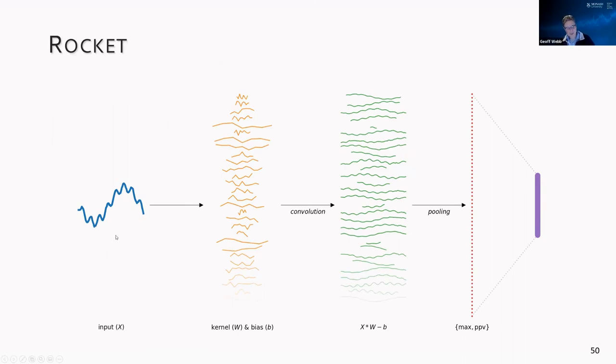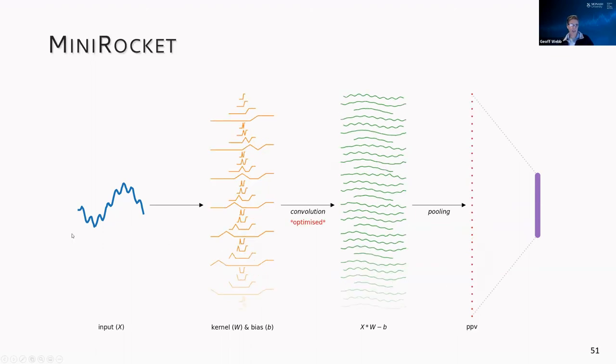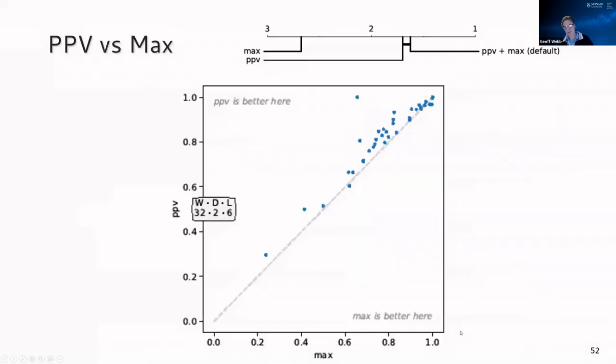So to do this in a pictorial form, we have our input series. We have a set of convolution kernels we're going to apply. Applying them is the convolution. We get an output series. We then do pooling. So in the original Rocket with max or PPV, that gives us features, which we then feed into a linear classifier. With MiniRocket, we've got a fixed set of kernels instead of the random ones. They only have the two values, -1 and 2. And then the convolutional process can be highly optimized because we know in advance exactly what we're going to be doing. And we have half as many features because we only use PPV.